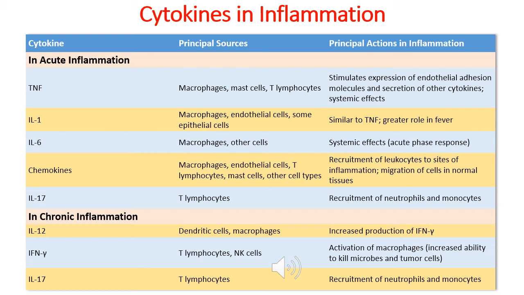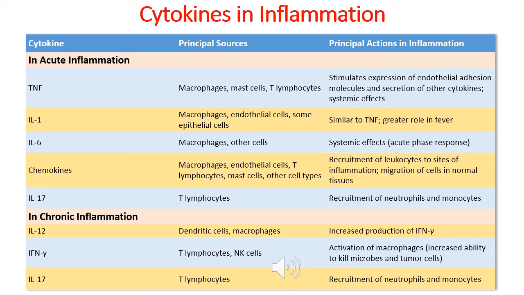From this table, I need you to know that the following cytokines are involved in acute inflammation, which include tumor necrosis factor, interleukin 1 and interleukin 6, as well as the chemokines. Interleukin 17 is also another cytokine which is involved in recruitment of neutrophils and monocytes, but it's not as important as the previous four. The cytokines involved in chronic inflammation include interleukin 12, as well as interferon gamma, and interleukin 17 also, which is involved here in acute and chronic inflammation.